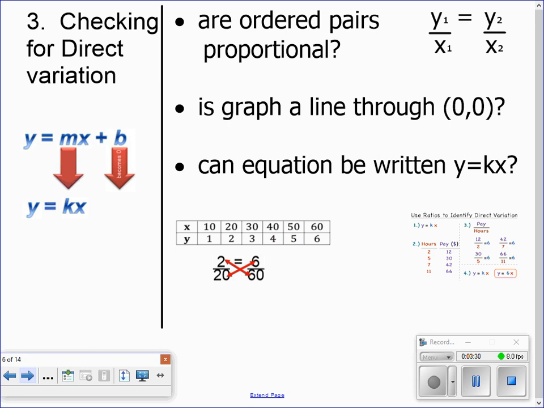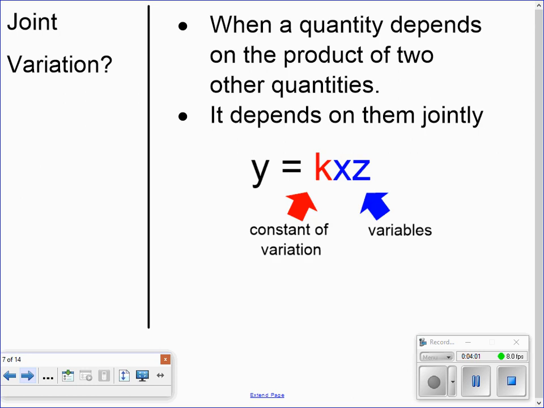Is the graph a line that goes through the origin? Is the graph a line that goes through 0, 0? So if you're checking from the graph, it should be going through the origin. And if you're attempting to write the equation, can the equation be written as y equals kx? Meaning there is no y-intercept shown. That y-intercept would be 0. Okay? So when it's 0, we don't write it. So if it's kx plus a number, then we know that it's not proportional, which means it's not direct variation.